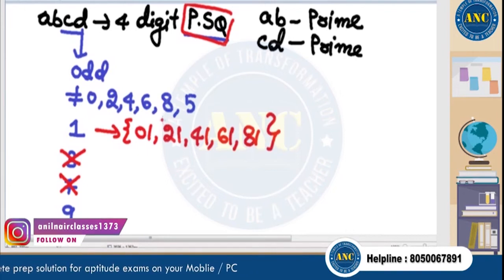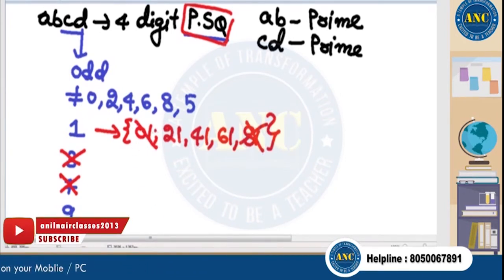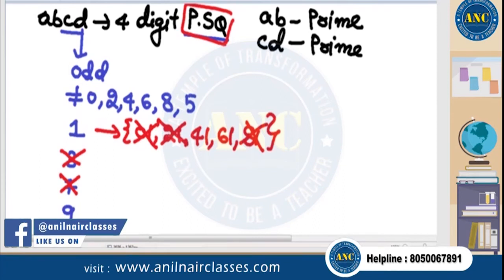But CD is a prime number. 81 is not a prime number. 1 is not a prime number. 21 is not a prime number. 41 and 61. 2 cases.